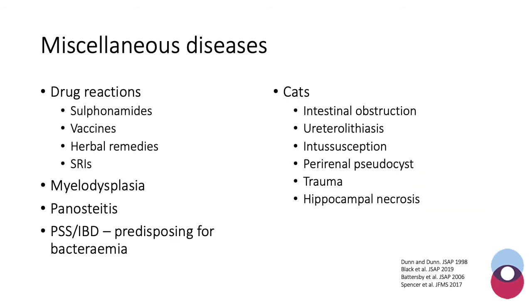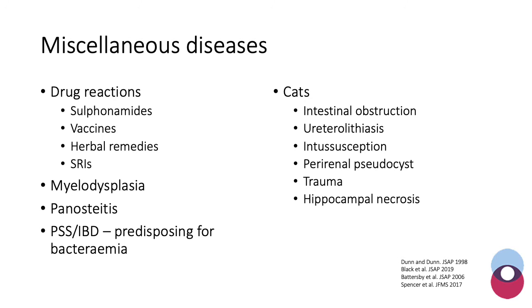Of the miscellaneous causes, drug reactions from, for example, sulfonamides can cause multiple types of reactions. For example, polyarthritis can definitely cause an increase in temperature. You can have vaccine reactions causing a fever, certain hormonal remedies, and serotonin reuptake inhibitors can also cause a persistent fever. Myelodysplasia, which is a pre-cancerous bone marrow disease, can also cause it.